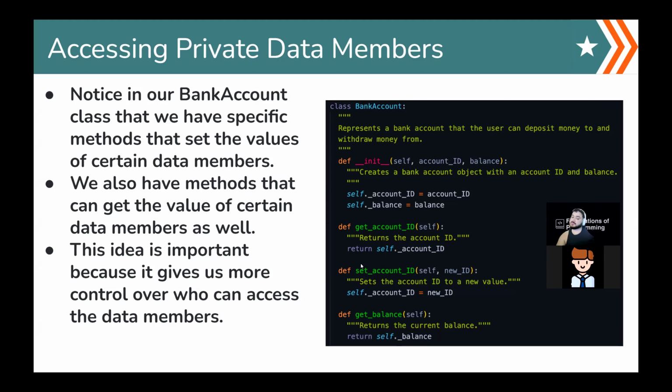This is prefixed with the keyword set. So we're going to set the account ID, and they should be able to pass in a new ID here. And notice it's as simple as calling the data attribute and then reassigning it to whatever was passed in as an argument. So here's your getter and your setter.